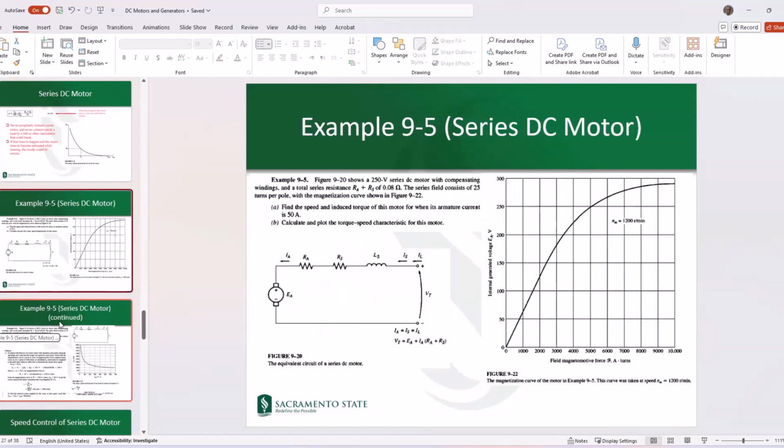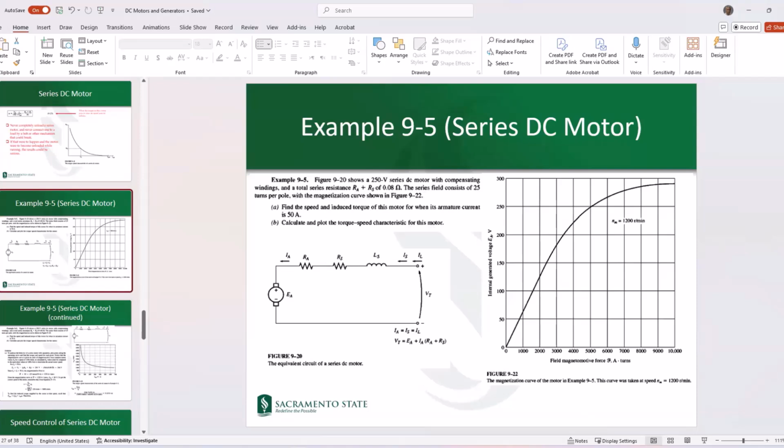Let's go to example 9.5, which is talking about a series DC motor. In this example, we have figure 9.20, which is showing a DC motor with compensating windings. The total series resistance of RA plus RS is 0.08 ohms. The series field will consist of 25 turns per pole with the magnetization curve shown in figure 9.22.